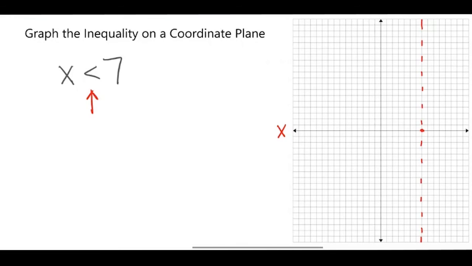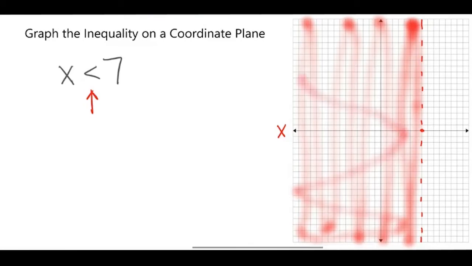Now I want to shade wherever x is less than 7. So that'll be left of the dotted line. So I will shade on the left side here of the dotted line. And everywhere in the shaded area is a solution for this inequality. And that's how you graph the inequality x is less than 7.